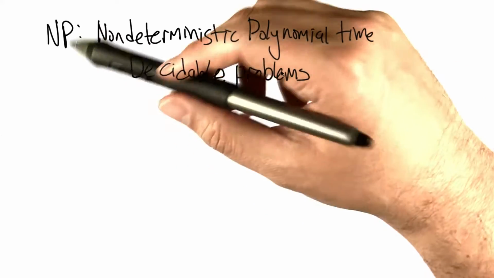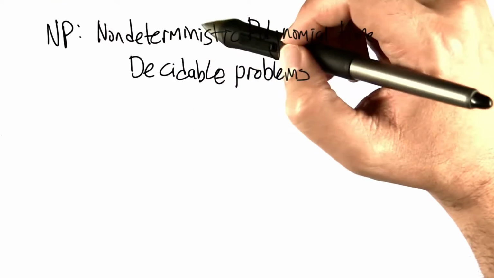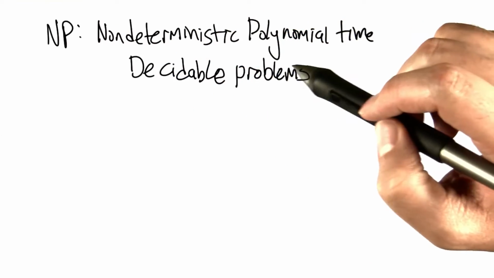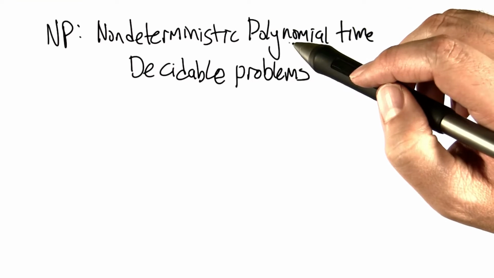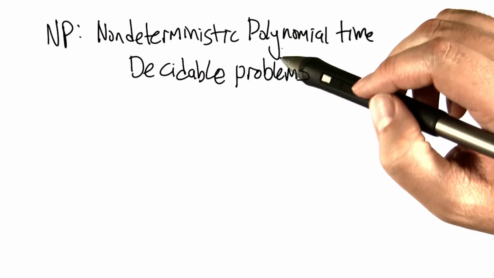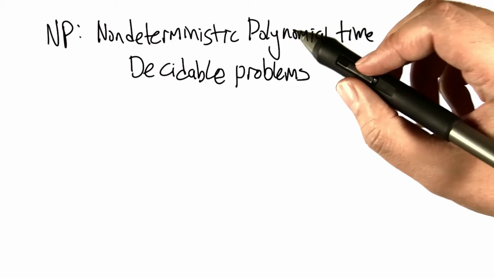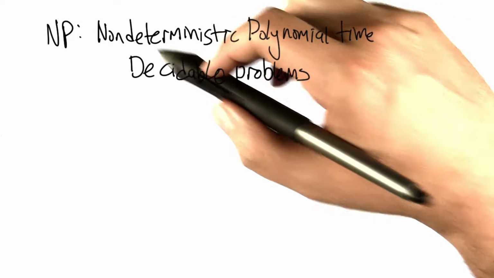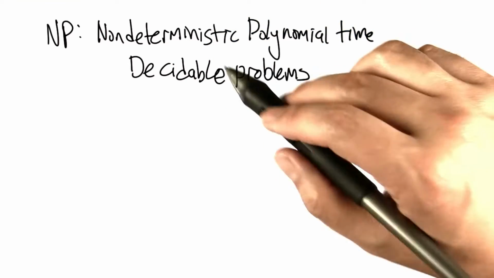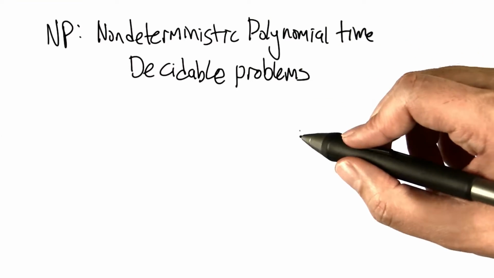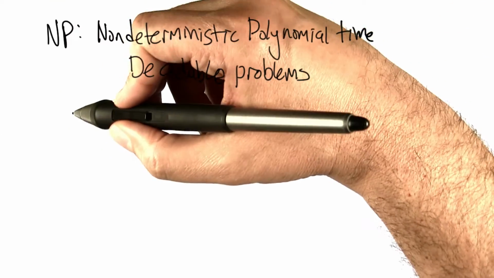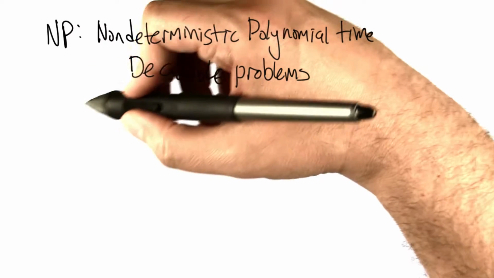So formally, the class NP is the set of non-deterministic polynomial time decidable problems. That is to say that it's a problem that can be solved by a program that runs in polynomial time but has non-deterministic elements in it. Now, I'm going to explain what that is in just a moment. But first, what I'd like to do is give you a handle on intuitively what this means.